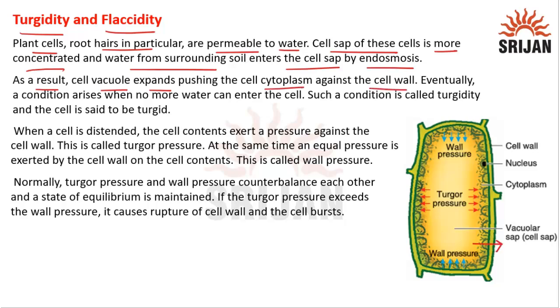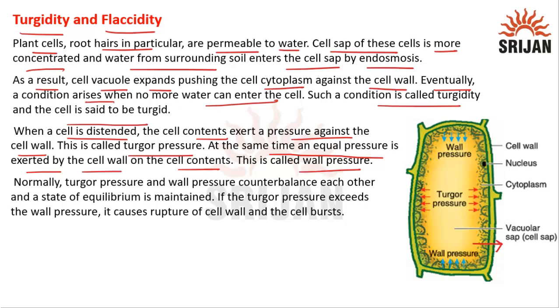So this is the expanded cell vacuole. Eventually, a condition arises when no more water can enter the cell. Such a condition is called turgidity and the cell is said to be turgid. When a cell is distended, the cell contents exert a pressure against the cell wall and this is called turgor pressure. At the same time, an equal pressure is exerted by the cell wall on the cell contents.